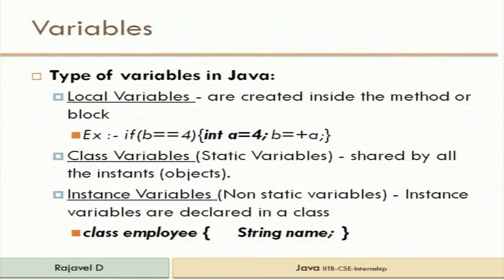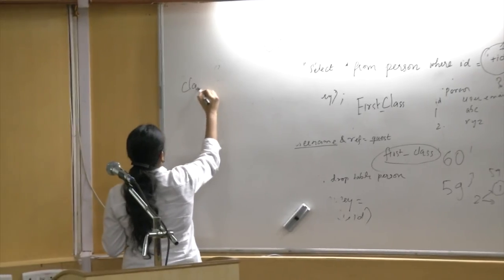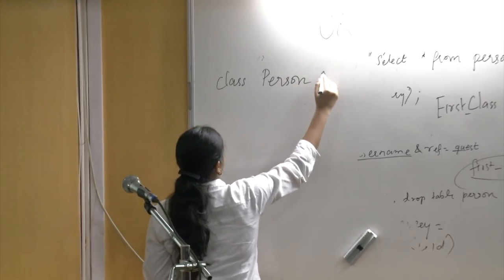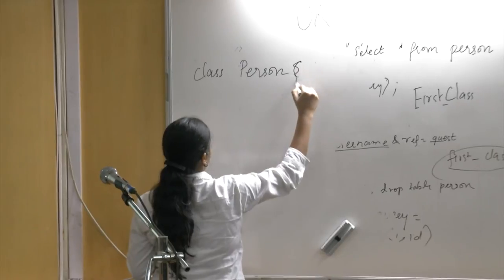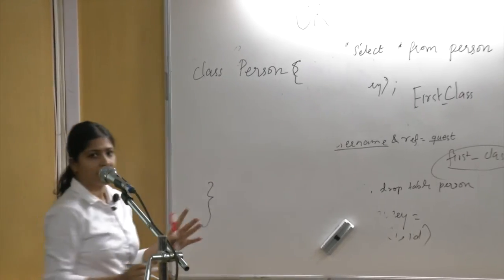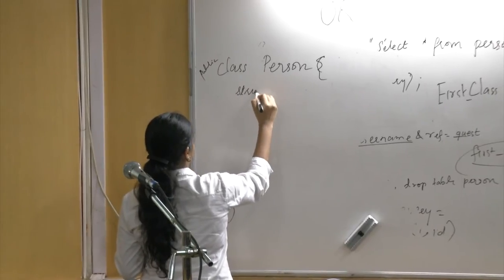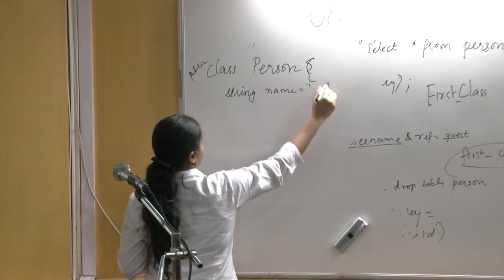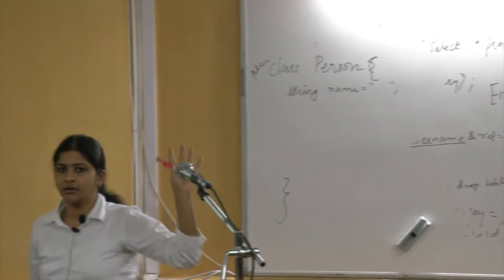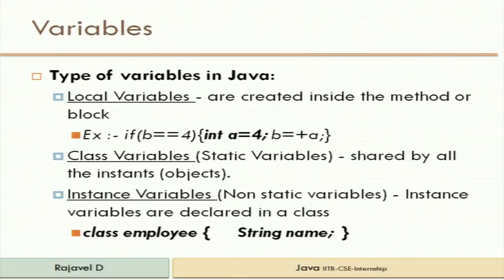So finally, we have come to variables. Variables can be classified as local variables, class variables, and instance variables. For example, if you write public class person and declare a variable string, this is called a class variable. It is declared at the start. You write a class and you declare it, it is called a class variable. And local variables are inside the loops. For example, you use an iterator variable. It can be localized. It needn't be declared in the class because it will not be used again and again.